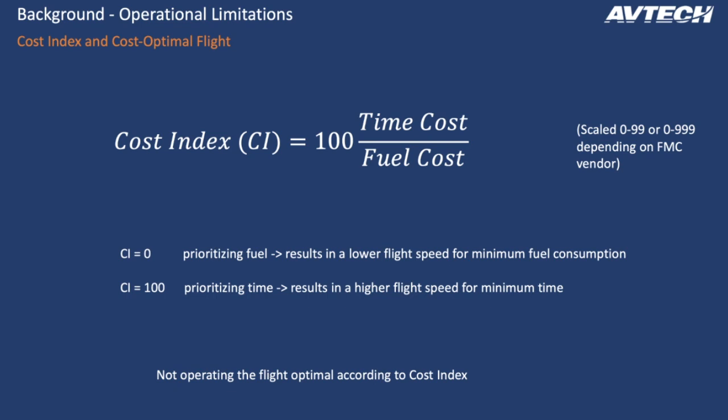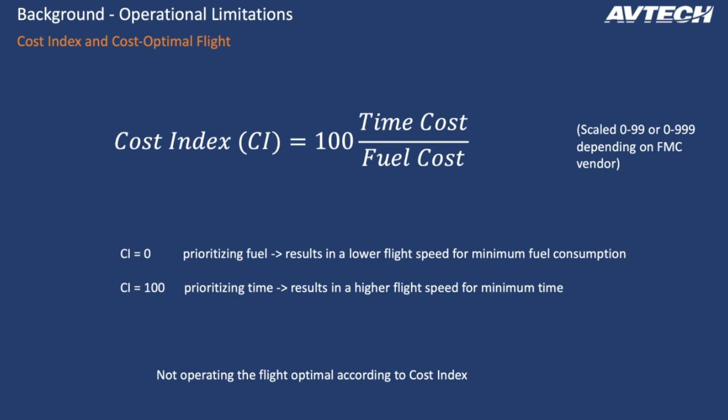Now, what do we mean when we say a cost-optimal flight profile? The cost index is inserted into the flight computer before the flight and is a tool for the airline to ensure that the flight is operated in a cost-optimal way. Cost index is very simply just a ratio between time and fuel costs that affect the flight, and will, depending on its setting, provide a prioritization between fuel or time efficiency. Entering cost index 0 will result in a FMC speed selection for a minimum fuel consumption, so lower speed. Entering cost index 100, or whatever scale is used in the specific FMC and vendor system, will result in an FMC speed selection for minimum time, which is higher. And the flight computer will, in this way, aim to cost optimize the flight according to the airline priority between fuel and time.